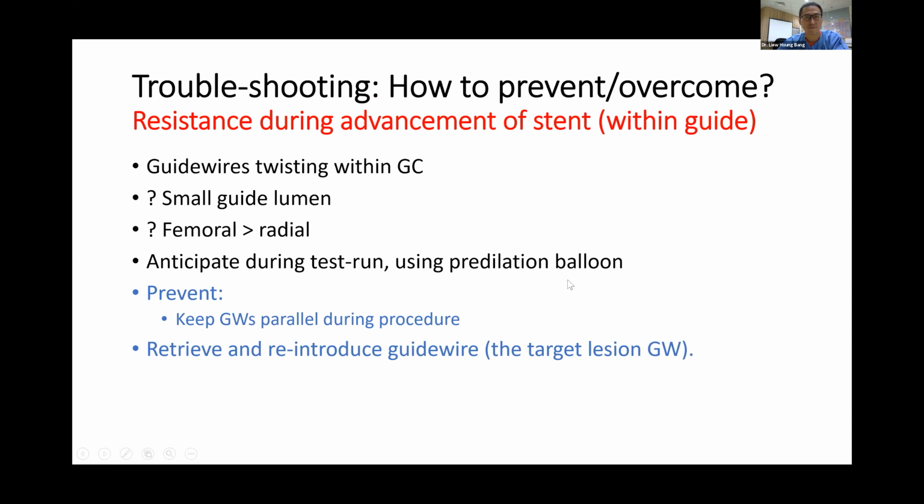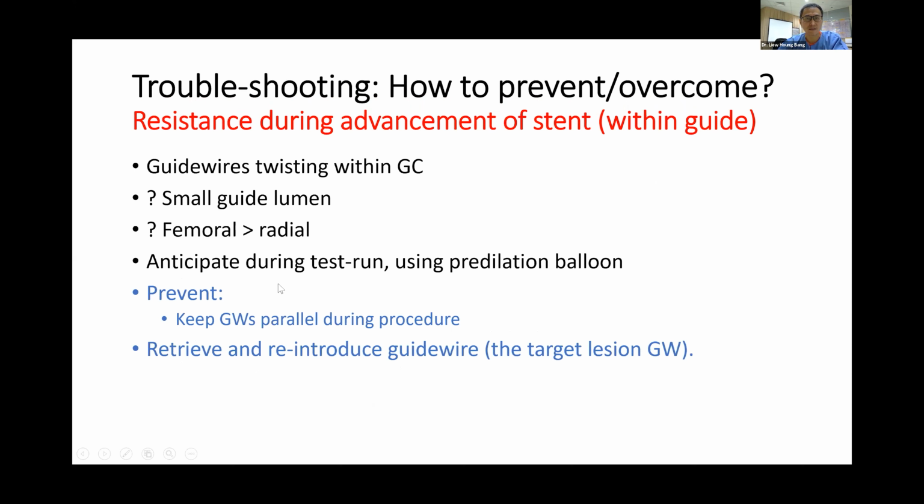So first, if there's a resistance during the advancement of the stent, this is within the guide. This is often because the guide wires are twisted within the catheter. Well, maybe because the lumen is a bit small. Most of the cases, of course, we do with 6 French, shouldn't have an issue. But occasionally, you do find there is more resistance. And as I mentioned, coming from the femoral because of the aortic arch, that might give you trouble.